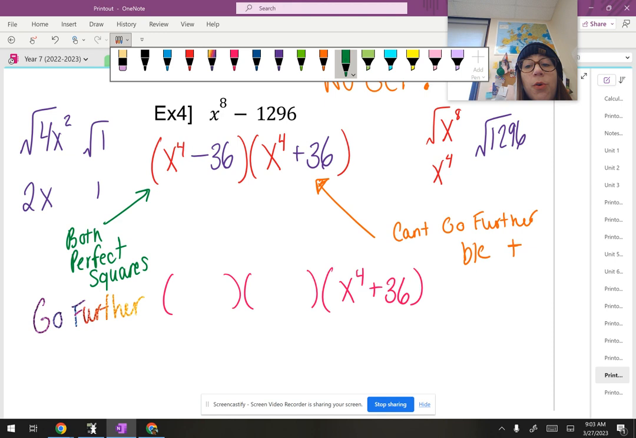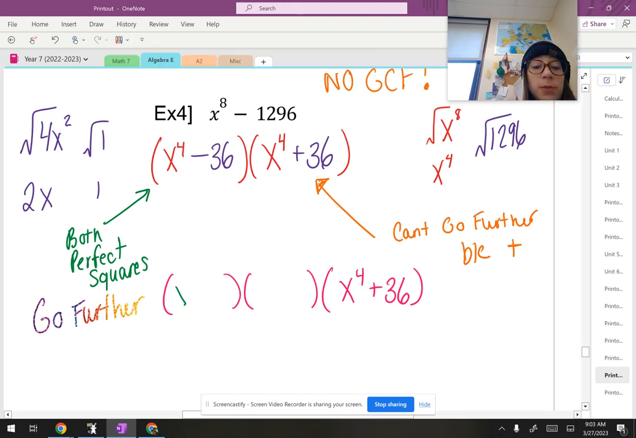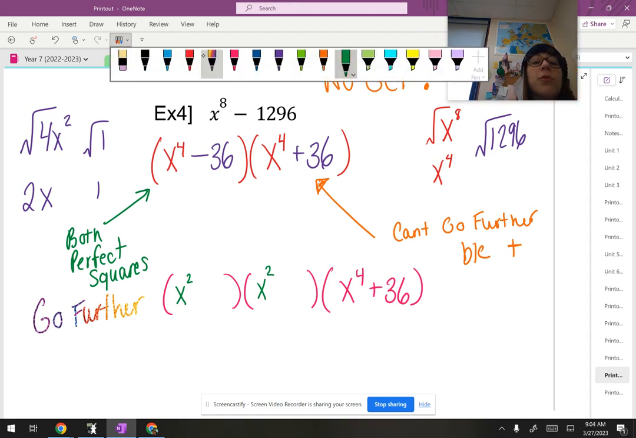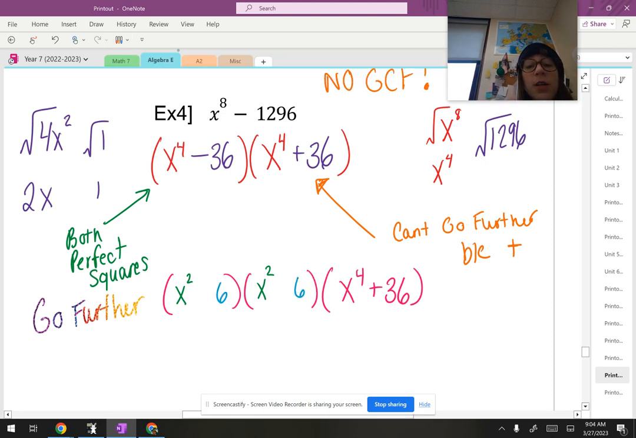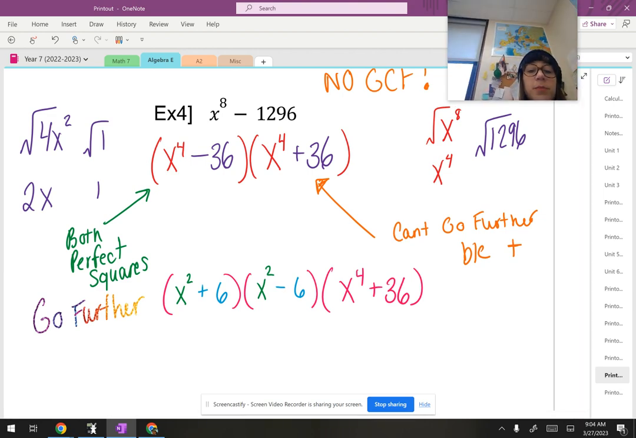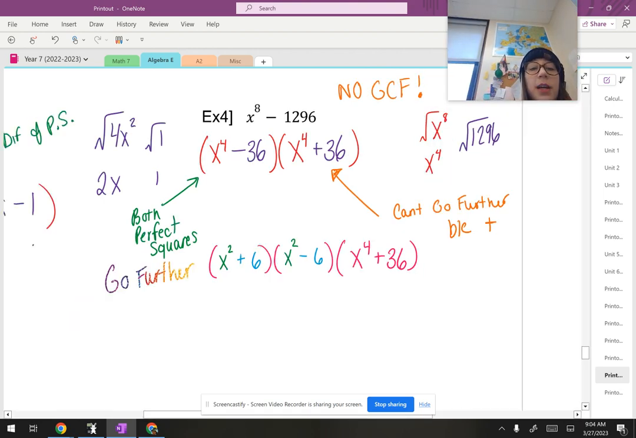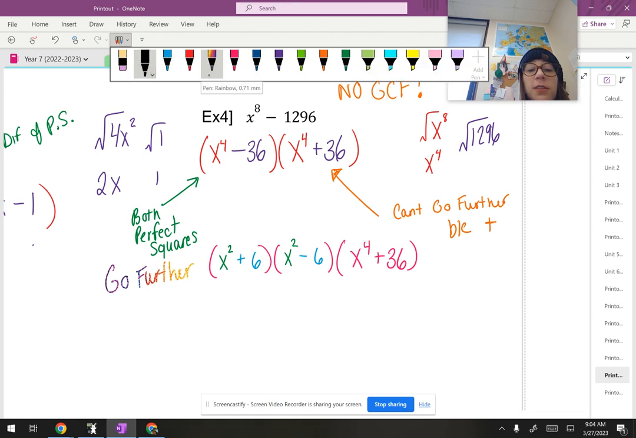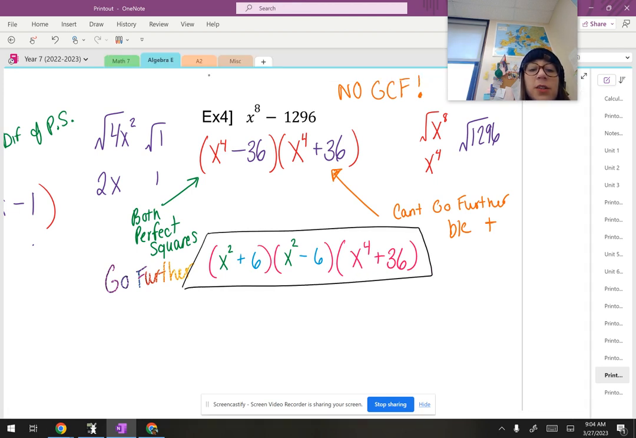X to the 4th. The only way to get to an x to the 4th is by doing x squared times x squared. And that makes sense because if I square root x to the 4th, what do I get? X squared. Square root of 36 is 6. One has to be positive, one has to be negative. So that right there is our final, factored completely answer.